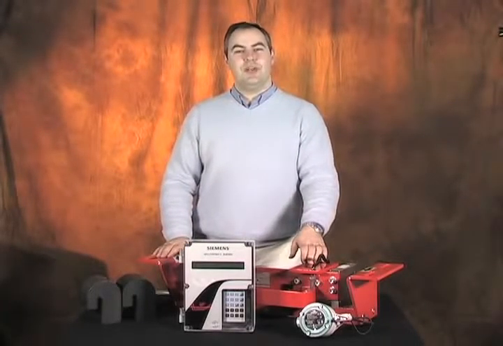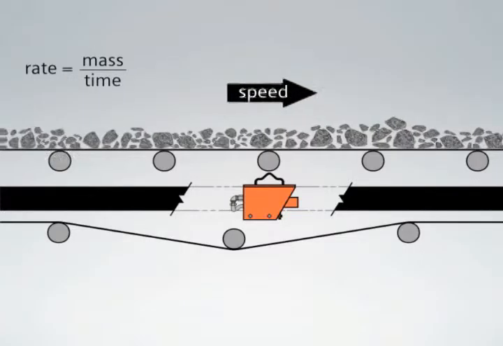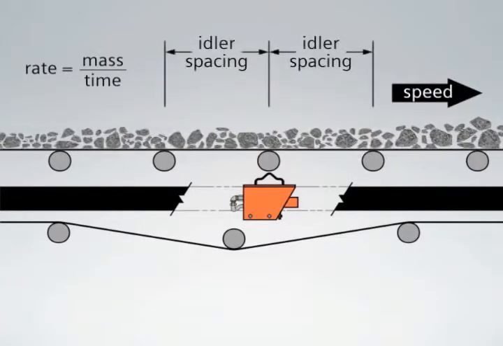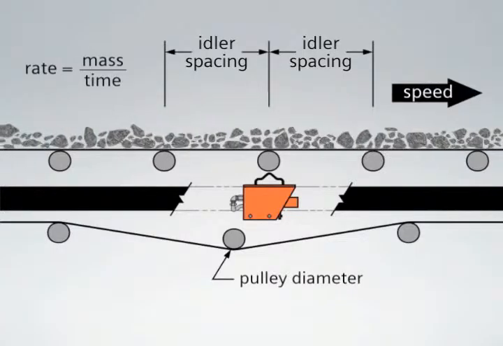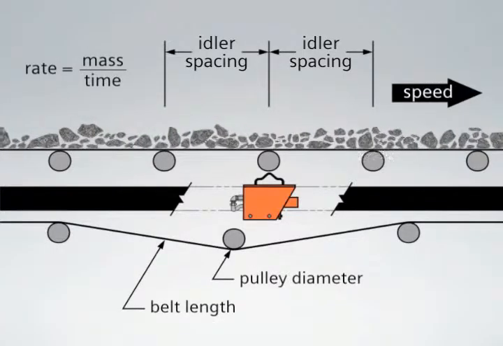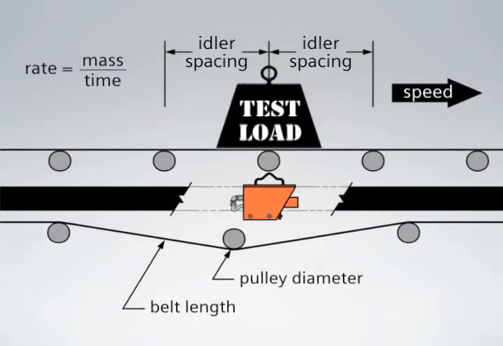First, we need to ensure we have the following application information: the conveyor feed rate or design rate, the design speed of the conveyor, the idler spacing where the belt scale is located, the diameter of the pulley that will drive the speed sensor, the total length of the conveyor belt, and the last piece of information we need is the test load value. The test load is the total mass of the calibration weights. Now that we have all of our application information, we can begin configuring the BW500.